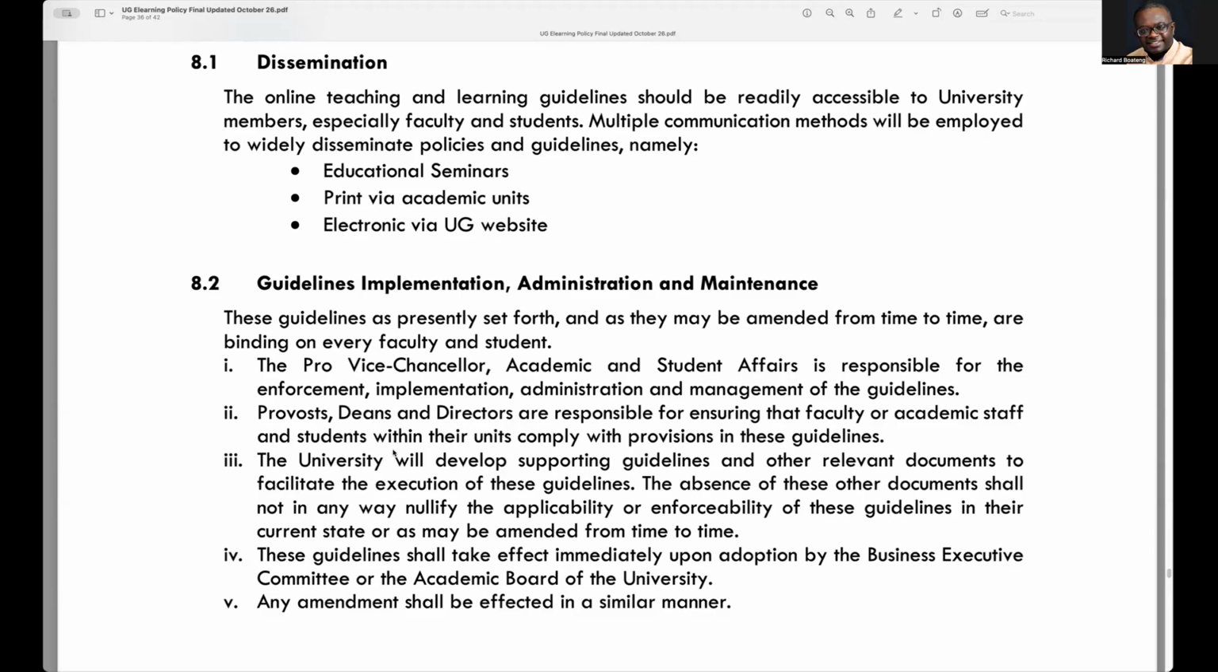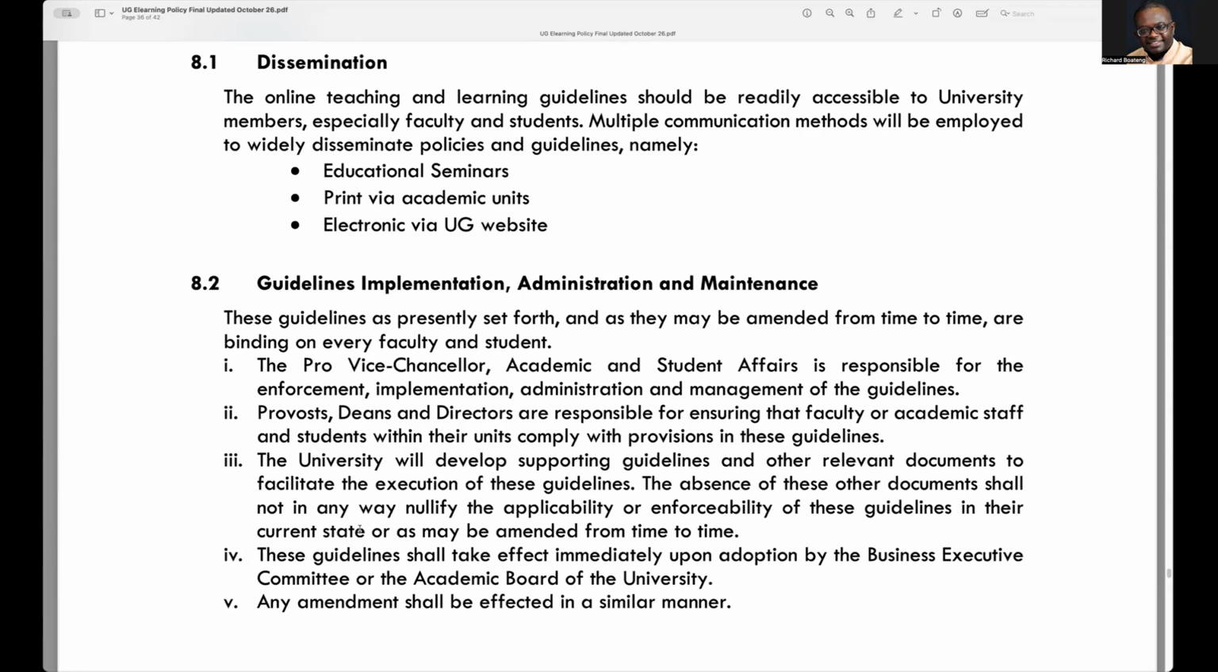Then we had to work with provosts, deans, and directors who are responsible for ensuring that the faculty, academic staff and students in their units comply with the provisions. Then the university will develop supporting guidelines and other relevant documents to execute it. So in your unit, the e-learning champions, which we recommend that they should have across the university units, were the ones who are also going to use this document to inform what they do.